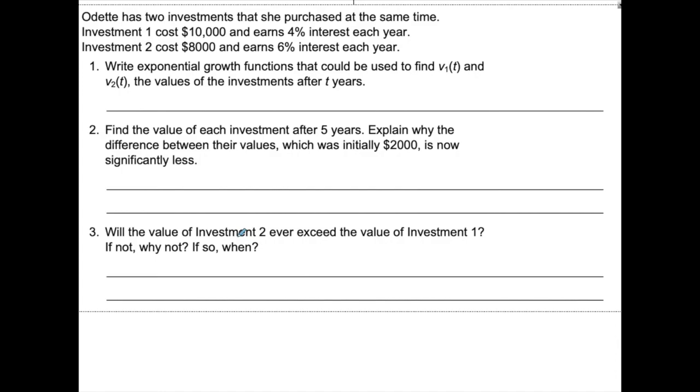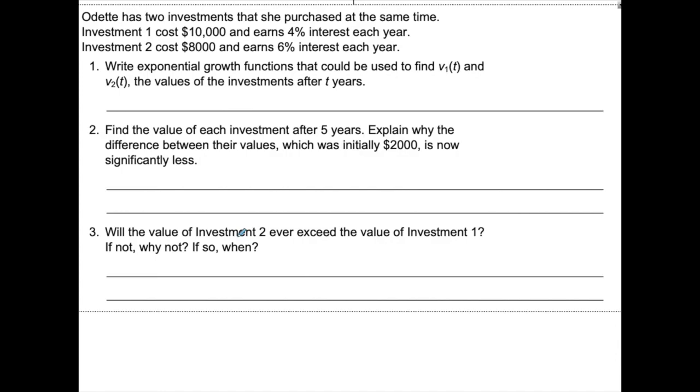Okay. So now we got Odette. This is a little bit more challenging, so let's do this one together. Odette has 2 investments that she purchases at the same time. So first she's got investment 1 here. For investment 1, she had to pay $10,000 to get in, and she's going to get herself 4% per year. This might be a little bit more secure with a little bit higher guarantee of income.